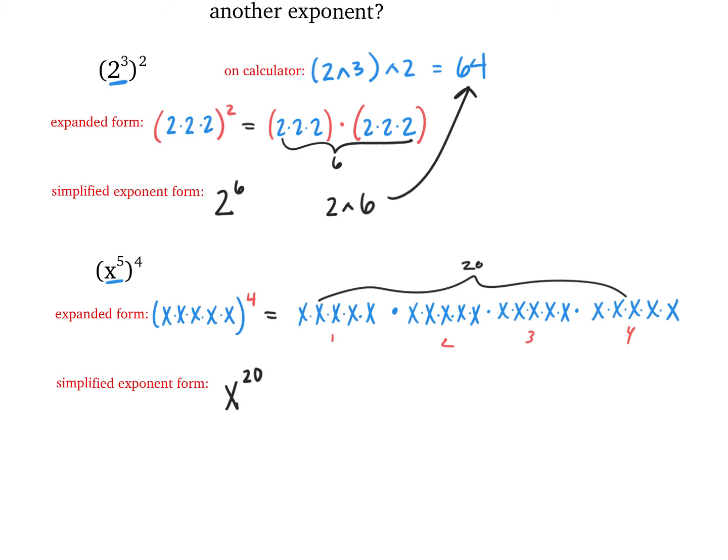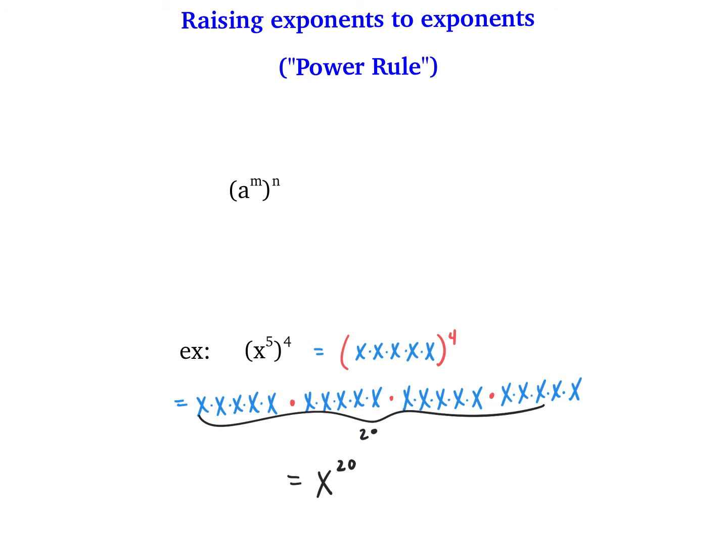Let's learn a shortcut so that we don't have to expand these out. So if we try to summarize this and point out a shortcut that works, let's look at that last example. We had x to the 5th all to the 4th power. We talked about how that's 4 groups of 5 x's to leave us a total of x to the 20th. Hopefully what you noticed is that those initial exponents and that final exponent came from multiplying those together. Again, groups of 5, groups of 4, 4 groups of 5.